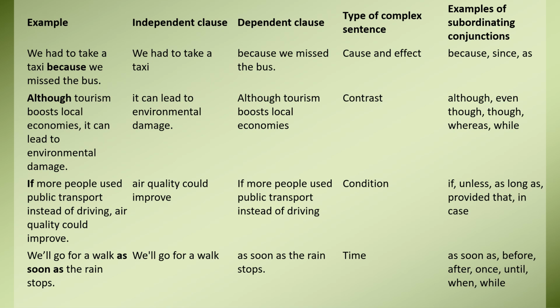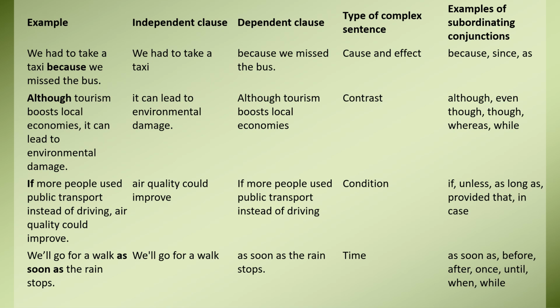Next we have: if more people used public transport instead of driving, air quality could improve. So air quality could improve is an independent clause. If more people used public transport instead of driving is a dependent clause. So what kind of structure is this? Conditional. For conditional, we will use if, unless, as long as, provided that, in case.